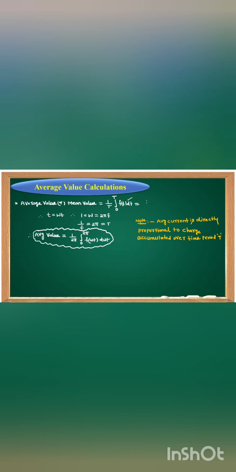This is also equal to 1 by T integral f of t dt, taking the difference between upper limit and lower limit. This indicates the difference between upper and lower limit.